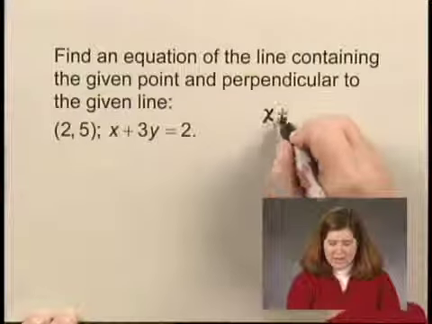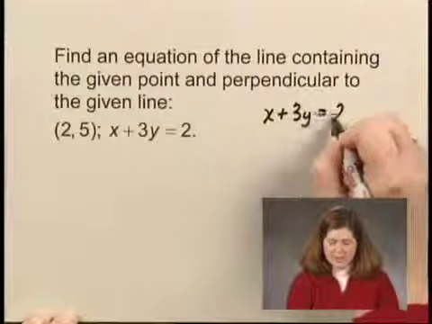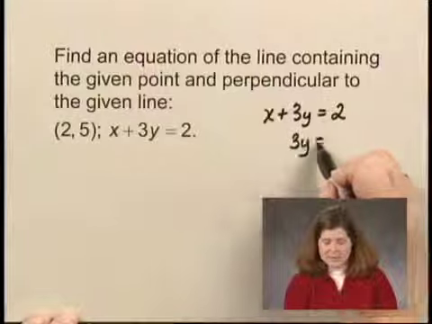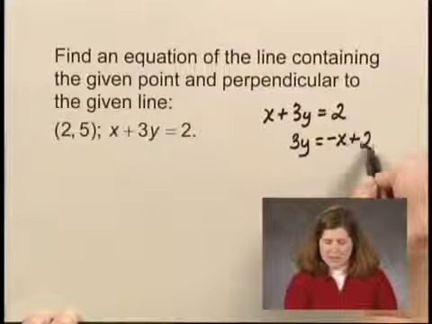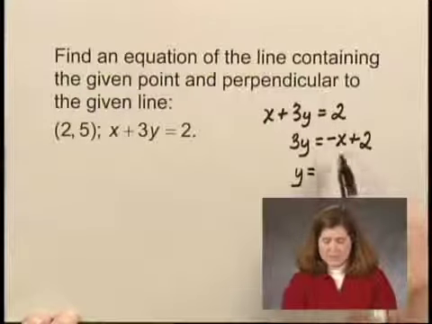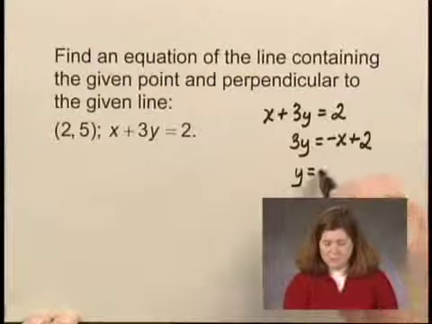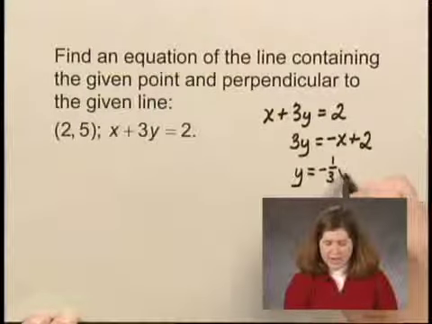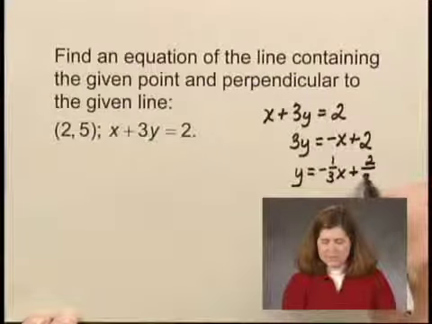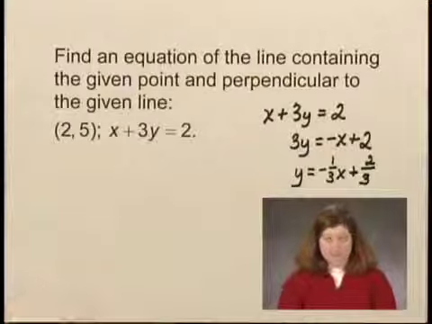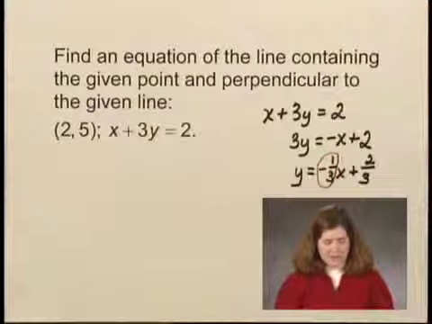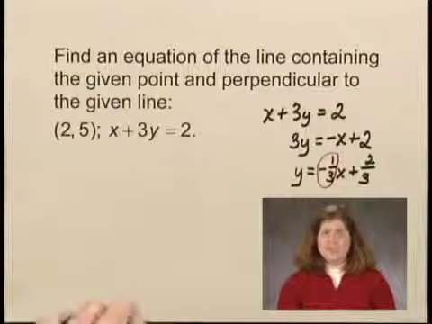We have x + 3y = 2. I'm going to solve for y by subtracting x on both sides and then dividing by 3 on both sides. y equals, the opposite of x over 3 is the same as -1/3 x, plus 2 divided by 3 would be 2/3. Now the slope of this line is -1/3. That is not the slope of the line we're looking for.